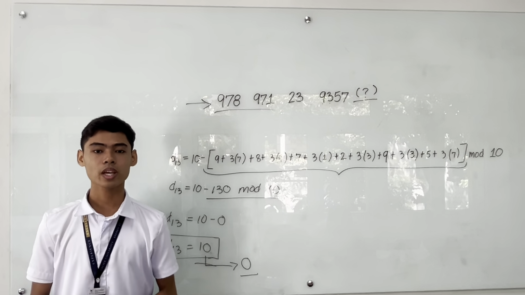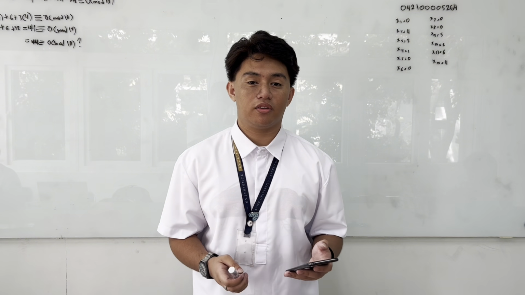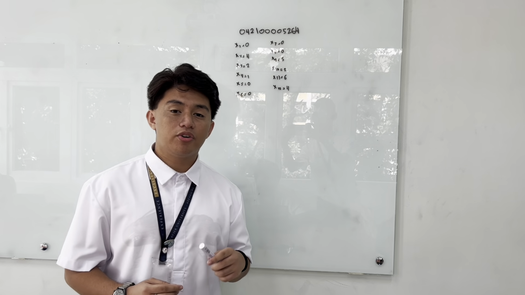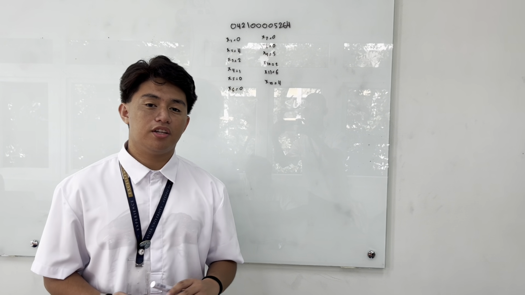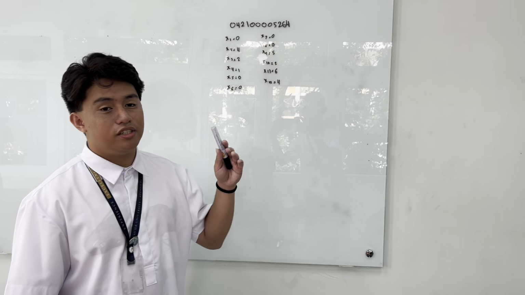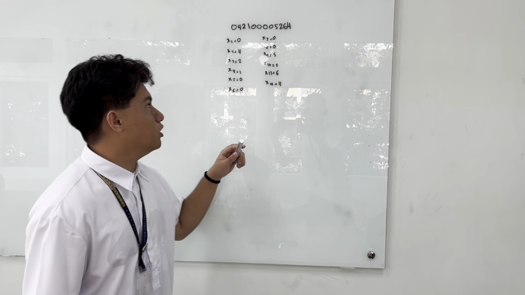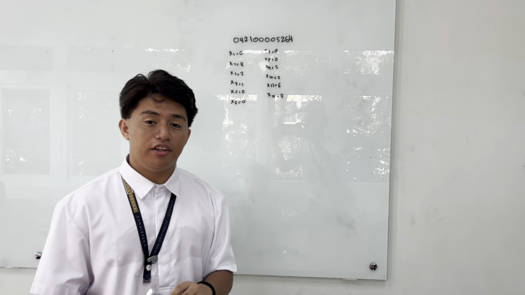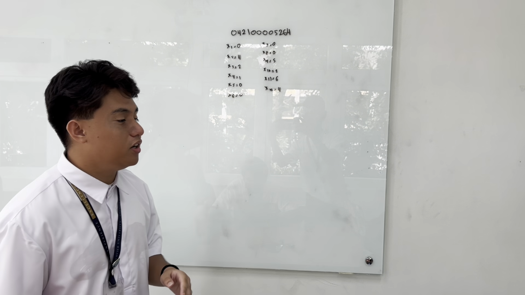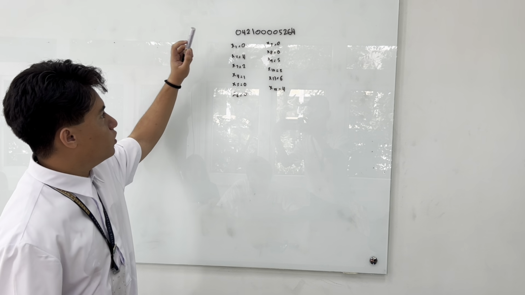UPCs are technically used for tracking or keeping inventory of the items and for faster checkout just by scanning the UPCs or the barcodes in grocery stores or large-scale businesses. Now we are going to use modular arithmetic in checking a particular UPC if it is valid or not. Here we have an example of a UPC. UPCs are technically 12 or 13 digits, but here we are using a 12-digit UPC, which is this.